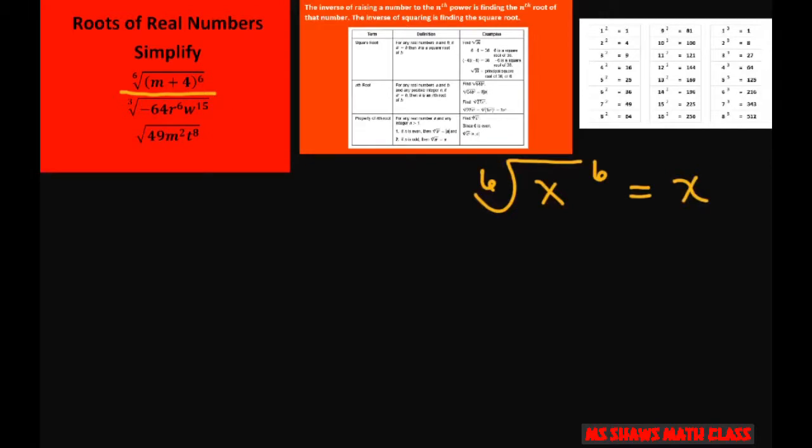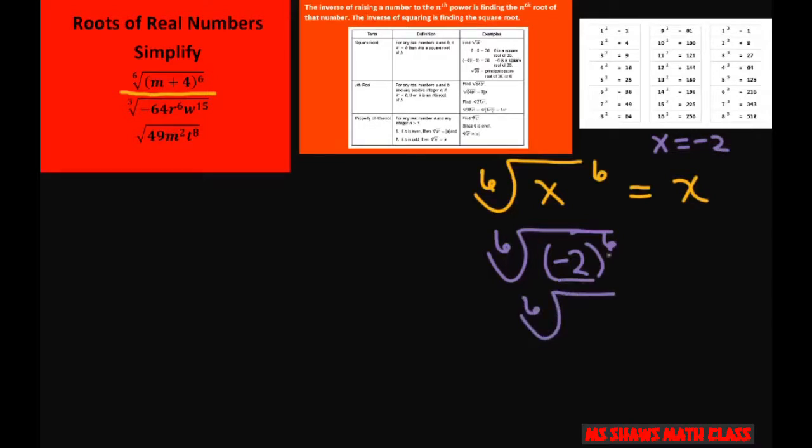But that would be wrong, because if I had the 6th root of negative 2 to the 6th, and that's my x, so I'm going to let my x equal negative 2, then the 6th root of negative 2 to the 6th is 64, and the 6th root of 64 is 2. All right? But if you're just going to say x, then if I put a negative 2 here, then this would have to be negative 2. So that's not correct because it has to be positive.